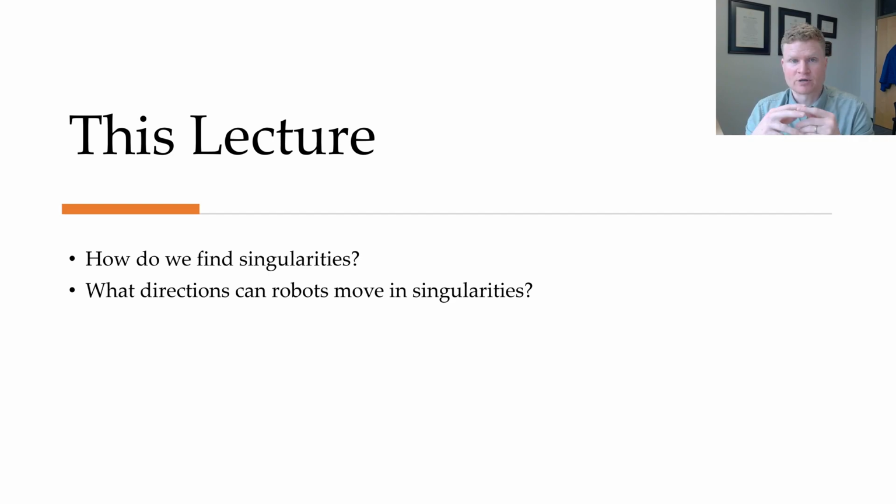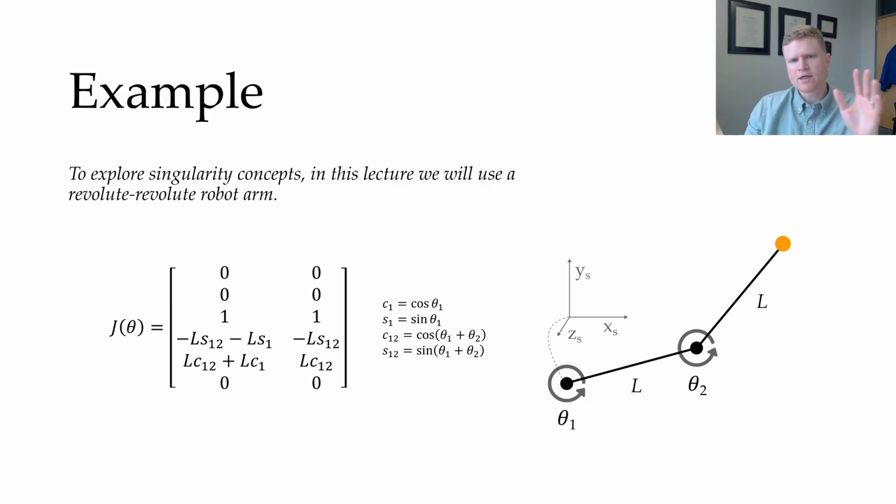So in today's lecture, I want to talk about how you find singularities, and then once you've found them, what do you do with them? How do you determine the directions the robot can move and the directions your robot cannot move? All right. And throughout the lecture, I want to use this running example.